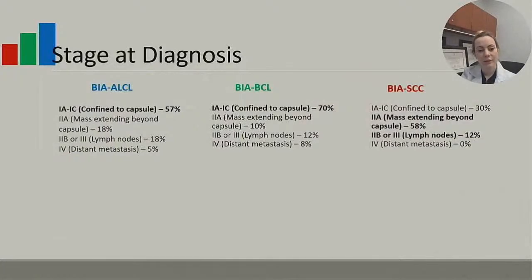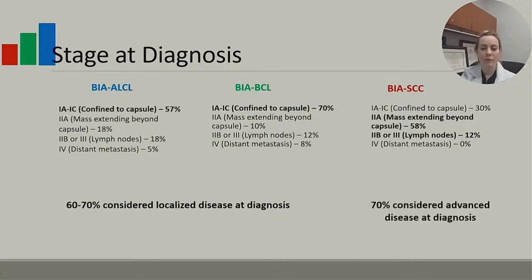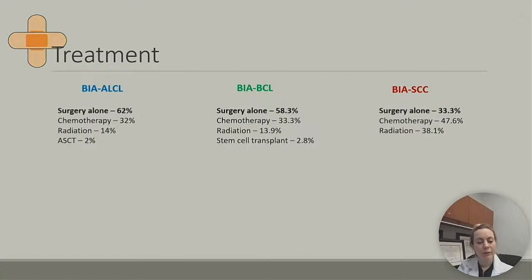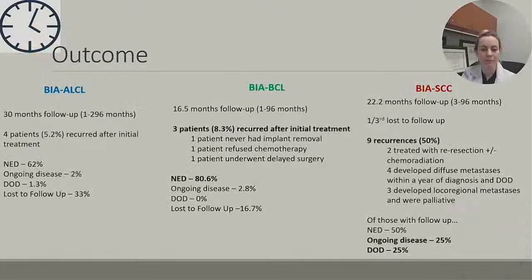In terms of staging at diagnosis, both of the lymphomas are again similar in that they tend to present early stage, with the majority of patients, 60 to 70%, localized to the capsule. The squamous cell carcinomas, however, tend to present more delayed, with 70% having invasion beyond the capsule. Because the lymphomas tend to present earlier and because they're more indolent, often surgery alone is adequate for treatment, whereas only 1/3 of patients have been treated with surgery alone in the squamous cell carcinomas, and most of these patients require adjuvant treatment with chemo and radiation.